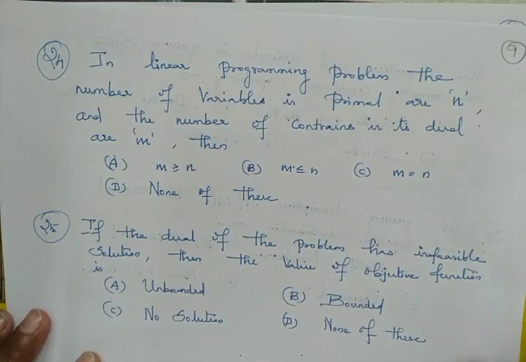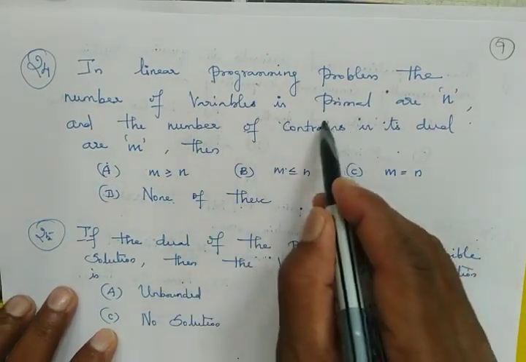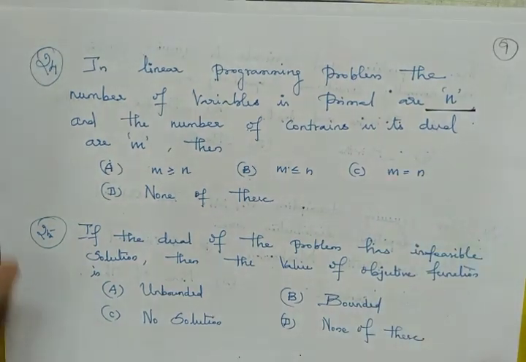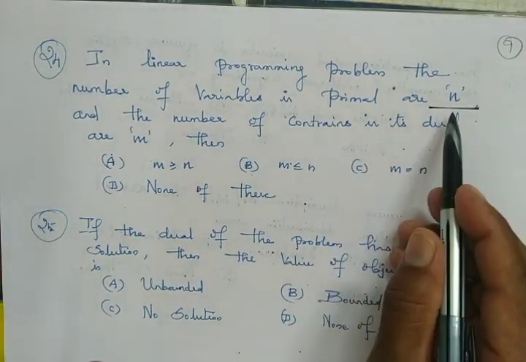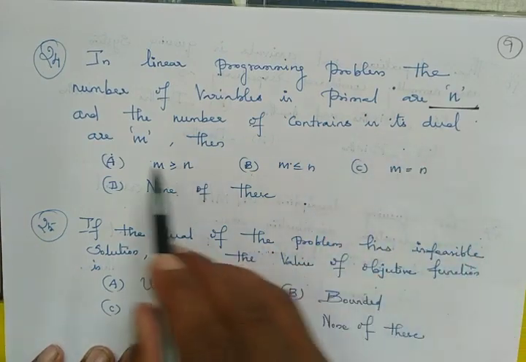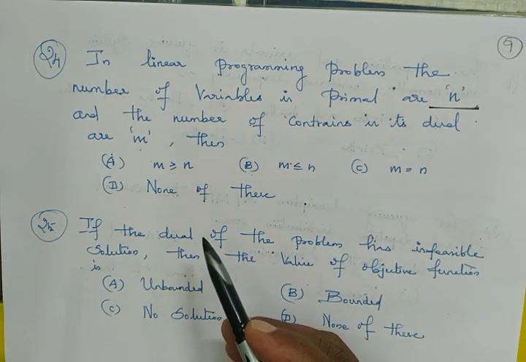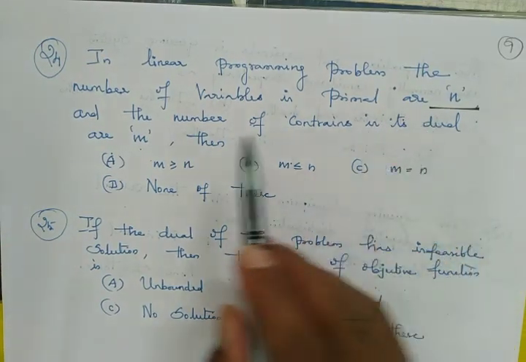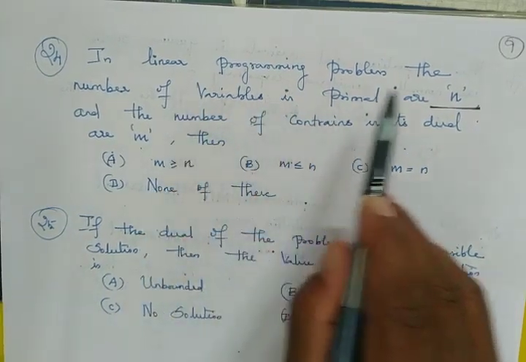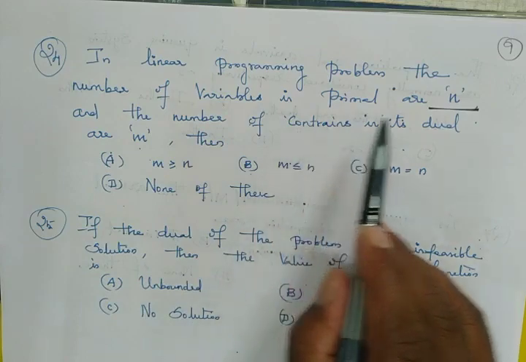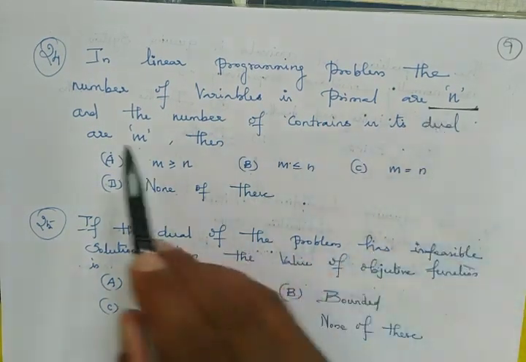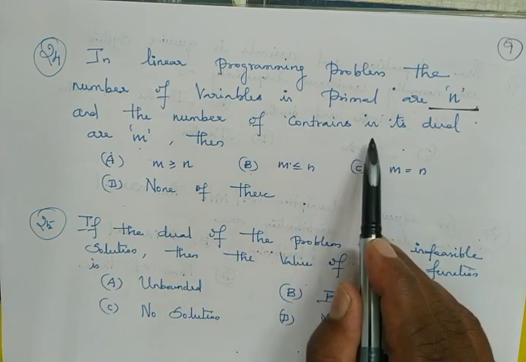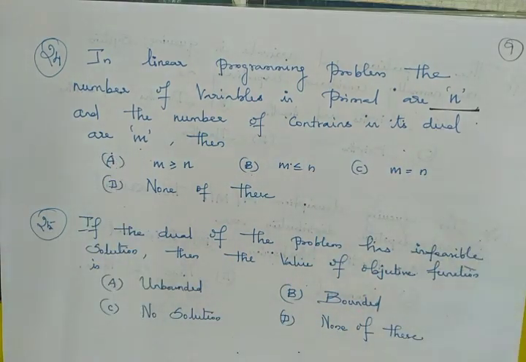In the linear programming problem, the number of variables in the primal is n. The number of constraints in the dual is m. Here, in the primal, how many variables are involved? In the linear programming problem, the number of variables in the primal is n, and the number of constraints in its dual is m. So how many variables are coming in the dual? That became the primal.